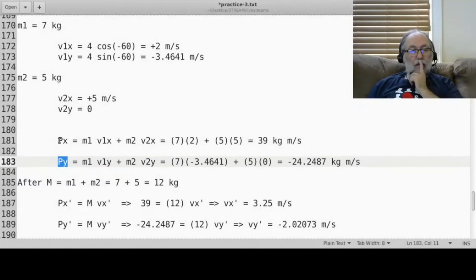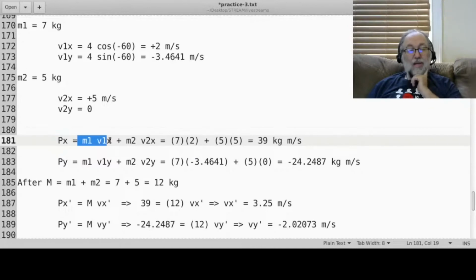Oh, sorry, not yet. Okay. So px, that's going to be m1 v1x plus m2 v2x. Okay, so same expression as above, m1 v1 plus m2 v2, but only the x components. We'll give you the x component there, okay? And then it's easy to substitute in.